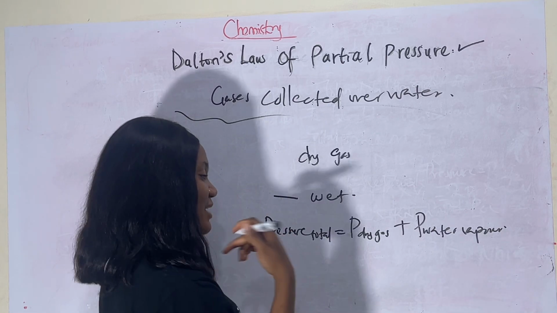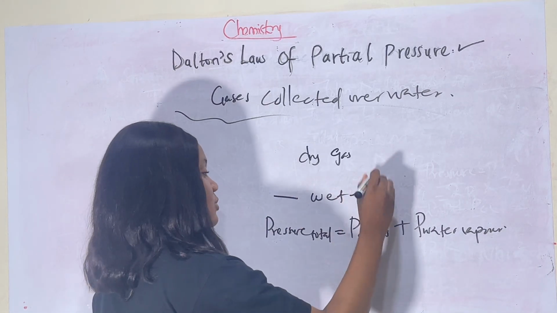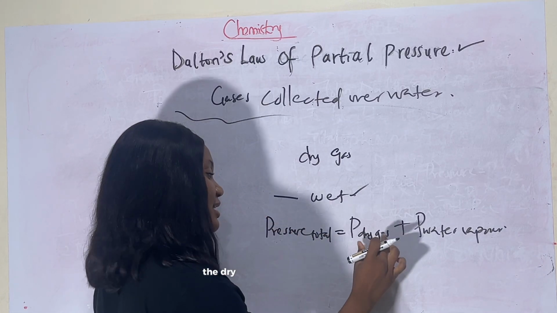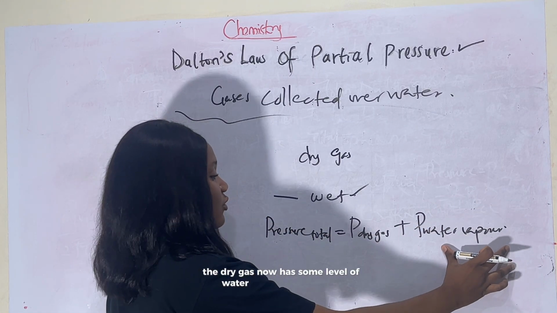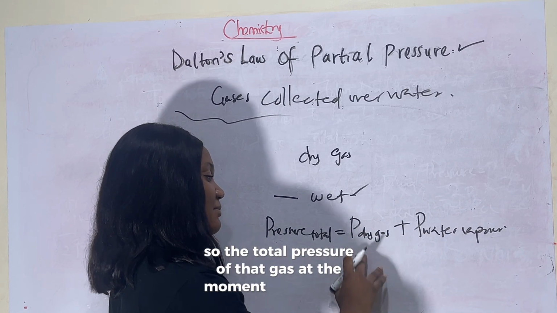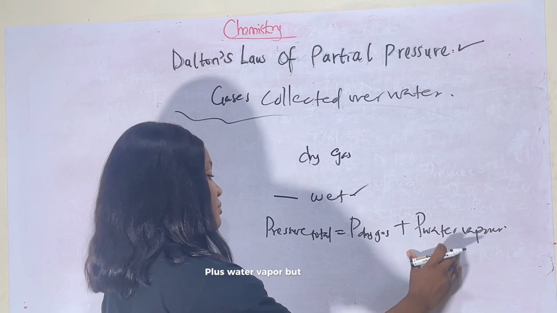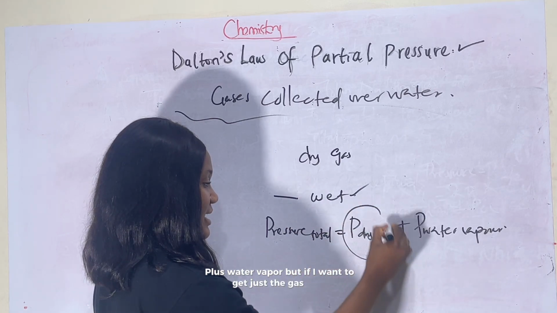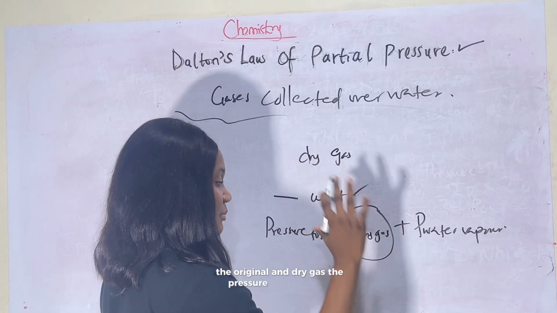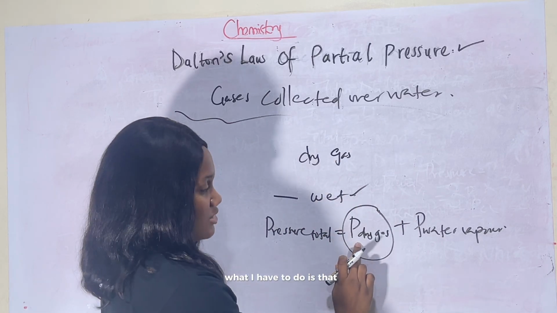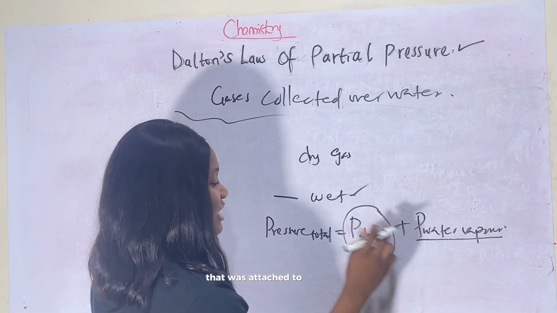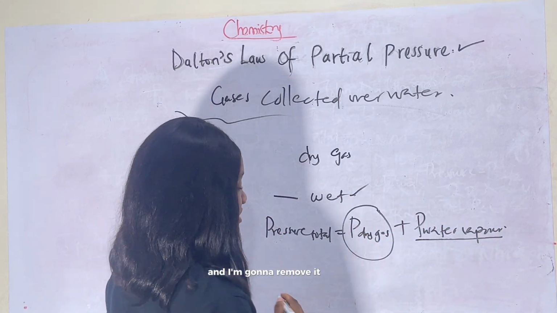Now, when a gas is passed through water, of course, like I said, it becomes wet. It's no longer by itself. So that gas, the dry gas, now has some level of water vapor attached to it. So the total pressure of that gas at that moment is going to be the dry gas plus water vapor. But if I want to get just the original, dry gas, the pressure of the dry gas, I have to find out the amount of water vapor that was attached to the dry gas, and I'm going to remove it.